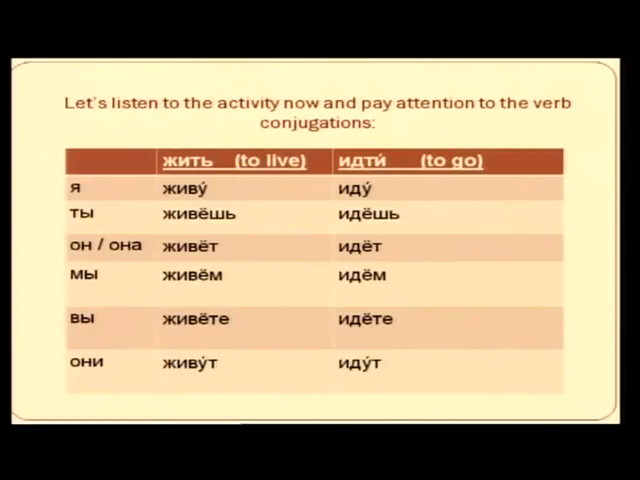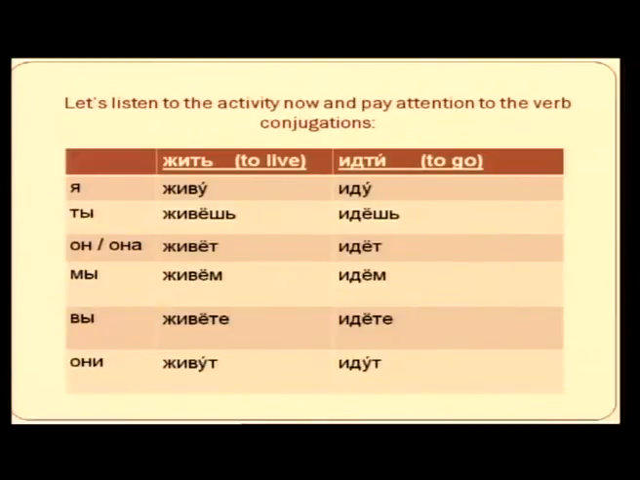Let us take the first example. The verb is жить, which means to live. Please pay attention to the verb conjugation and pronunciation while I read it for you. Я живу, ты живешь, он, она живет, мы живем, вы живете and они живут.